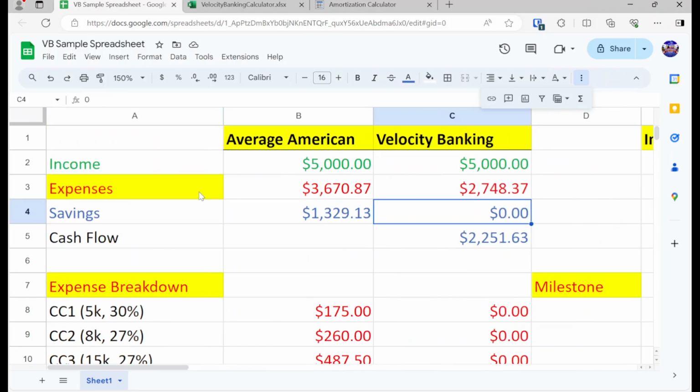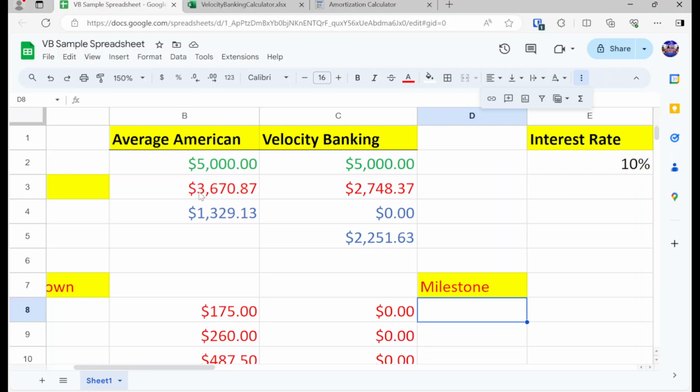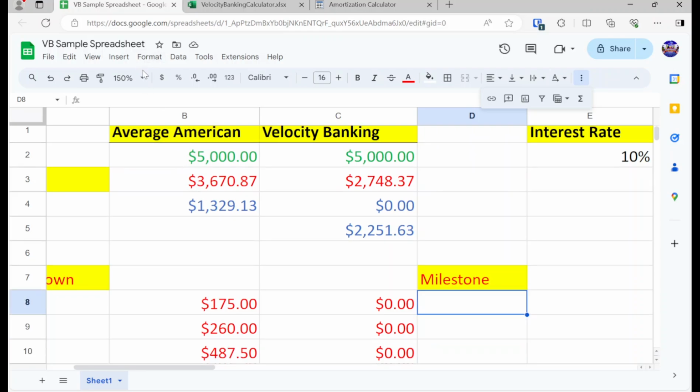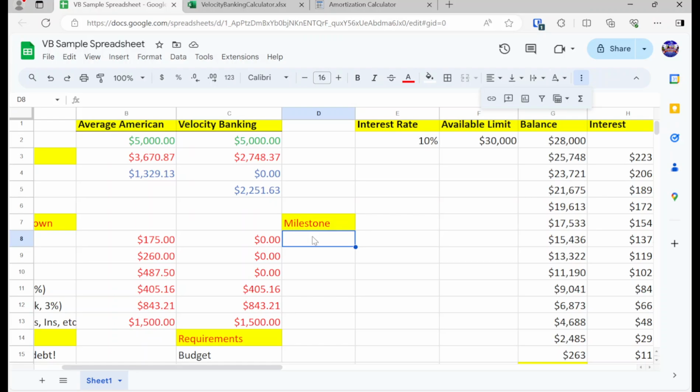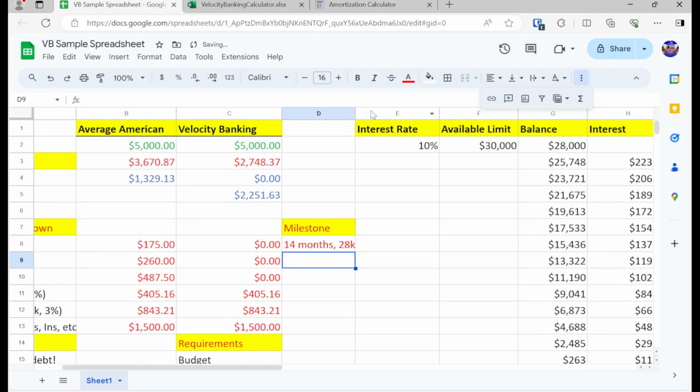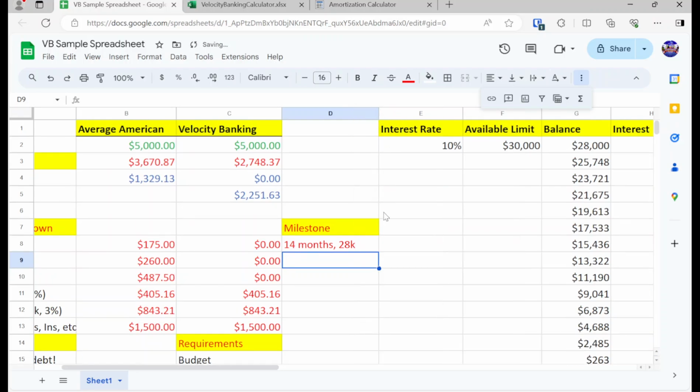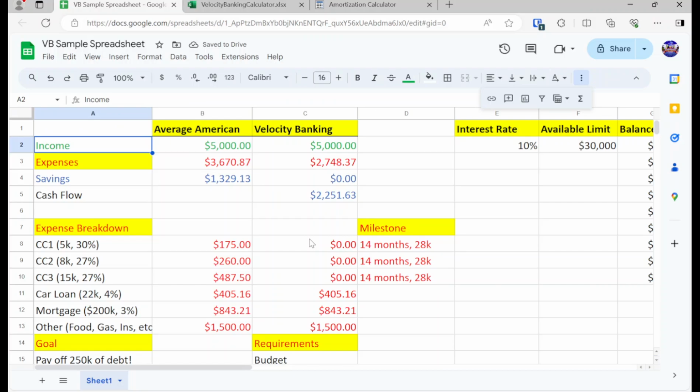And so what we're going to do here is put a milestone and say, okay, and let me go ahead and zoom this out to 100%. On month 14, so 14 months for 28K of debt, right? 14 months. Crazy. It's crazy how it's just a little bit under a year. Oh my goodness, right? And we make the $5,000 average household income.